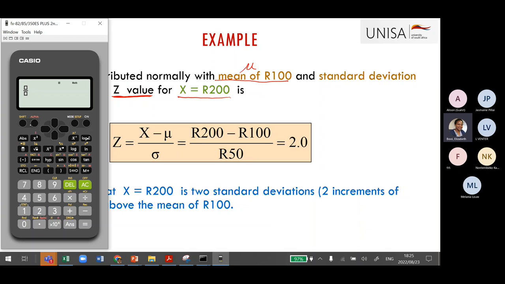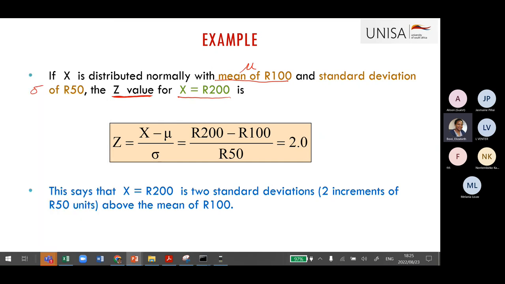Because my calculator has a fraction button, I can use it to do the calculation. 200 minus 100, divided by, then you use the arrows to go down, 50. The answer is equal to 2. And that is my answer. That's how you find your Z-score.